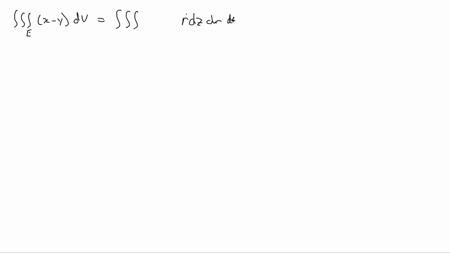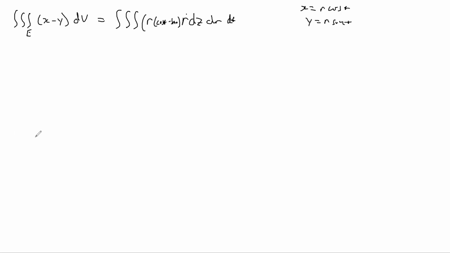Okay. Since we know that x is equal to r cosine theta, while y is equal to r sine theta, we can say that this is going to be r cosine theta minus sine theta. Okay. All right, so let's start by looking at what E stands for.